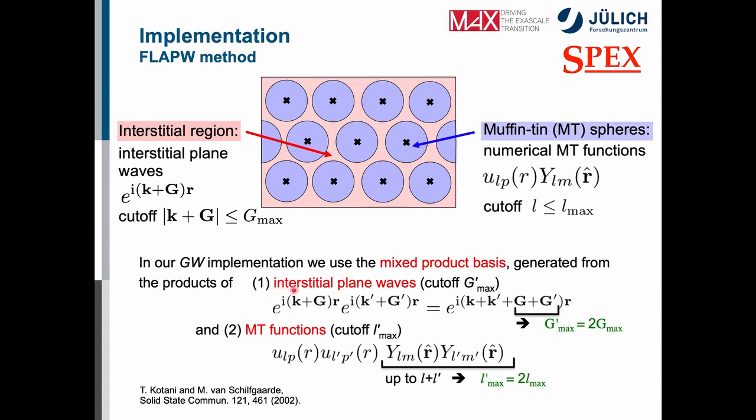For plane waves, this is straightforward, as the product of plane waves is a plane wave again. Here, we see a possible problem of practical calculations. Since the two exponents sum in the product, it seems that we have to take twice the cutoff radius G max, which would lead to very expensive calculations. A similar problem is seen for the Muffin-Tin spheres. The product of spherical harmonics of quantum numbers L and L prime requires an expansion up to L plus L prime, and this pushes the L cutoff for the product functions to twice L max.